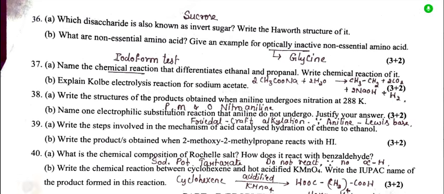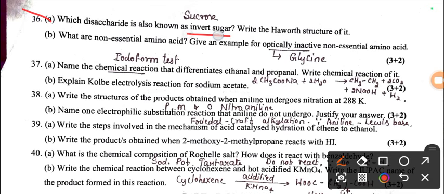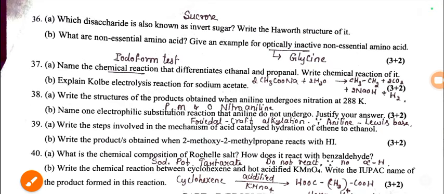Next, 36th question: which disaccharide is also called invert sugar? It is sucrose. Its Haworth structure is a common question. What are non-essential amino acids? These are amino acids that are not synthesized in our body. We need to supply them through the diet. And the optically inactive amino acid is glycine.